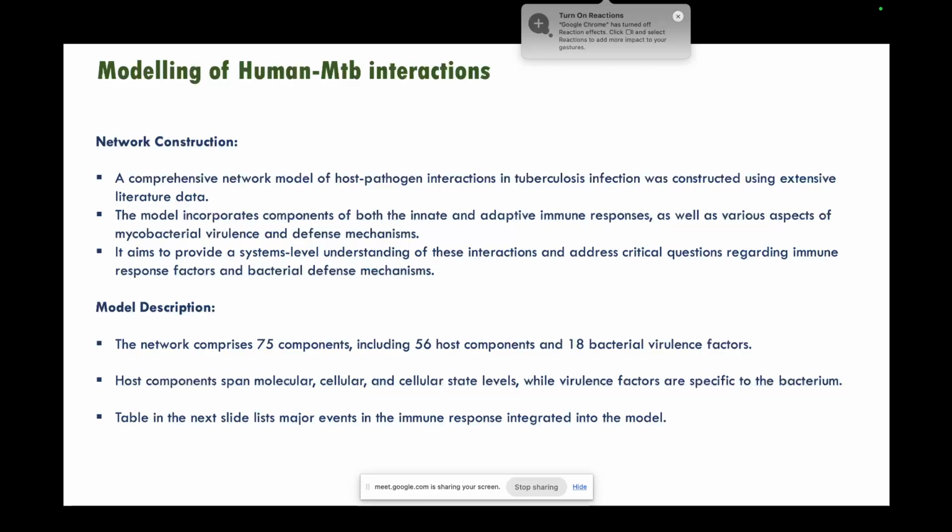In our case, the model should incorporate both innate and adaptive immune responses, as well as various aspects of mycobacterial virulence and defense mechanisms. As I was saying, these are complicated processes, so you have to almost incorporate everything known about these things.